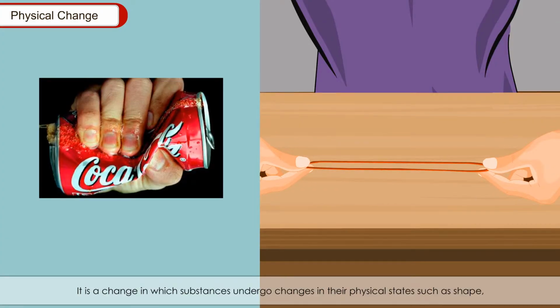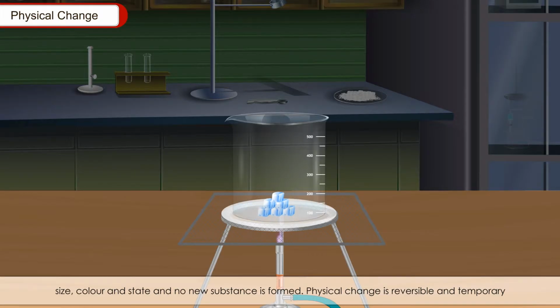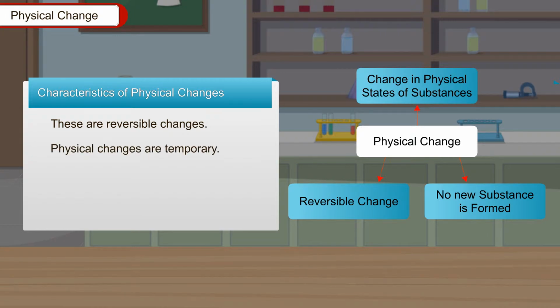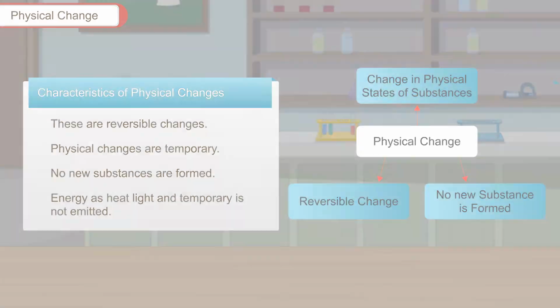Physical change. It is a change in which substances undergo changes in their physical states, such as shape, size, color, and state, and no new substance is formed. Physical change is reversible and temporary. Characteristics of physical changes. These are reversible changes. Physical changes are temporary. No new substances are formed. Energy, as heat, light, and sound, is not emitted.